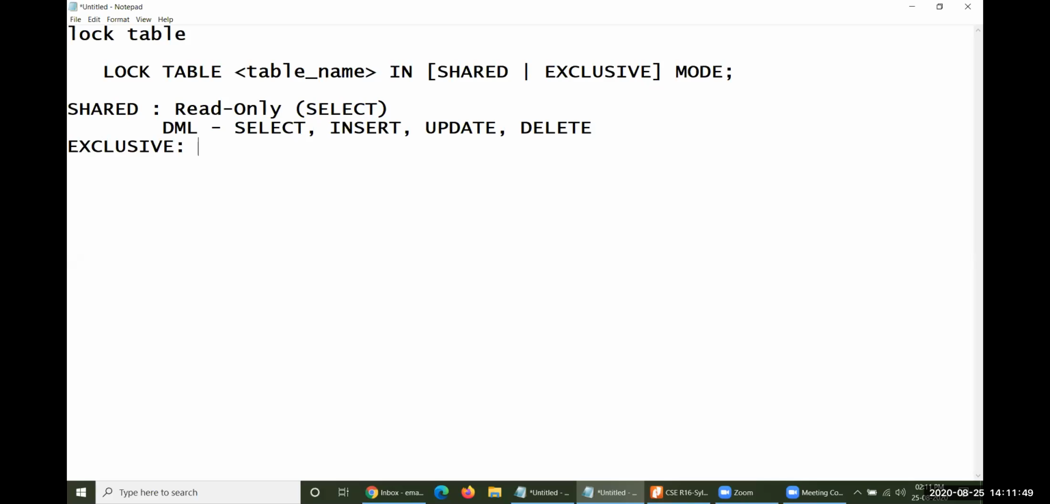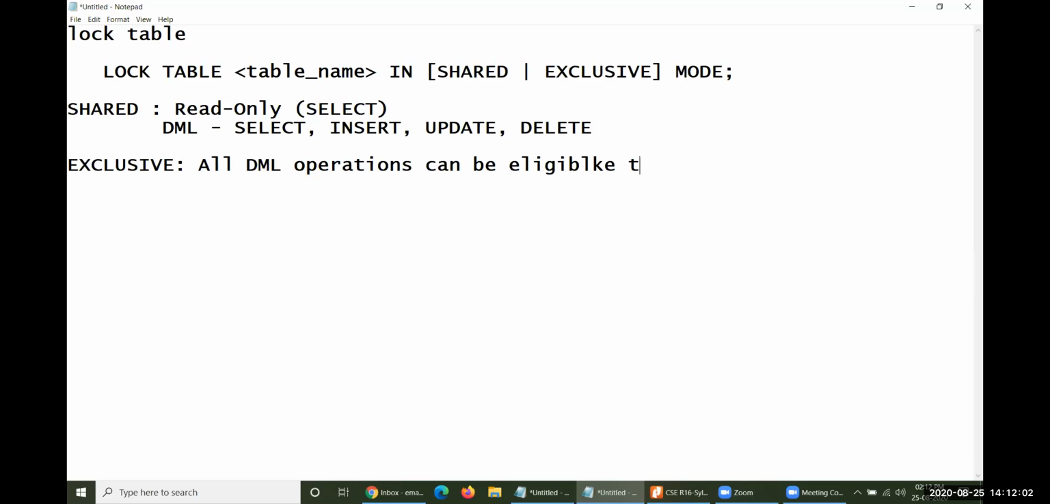full rights, all DML operations are eligible to operate. Okay, but here is one particular point I'd like to mention.